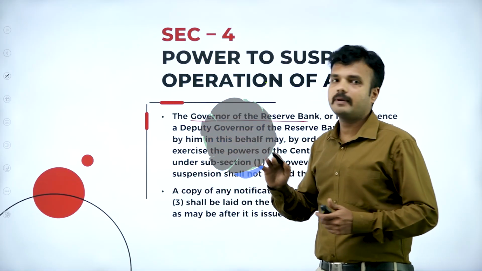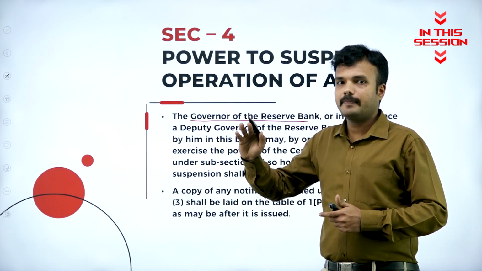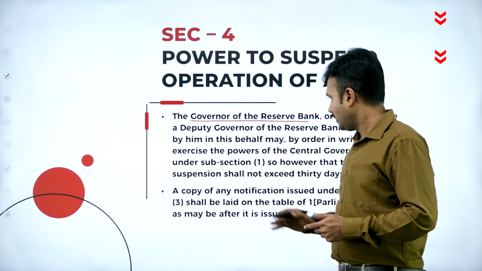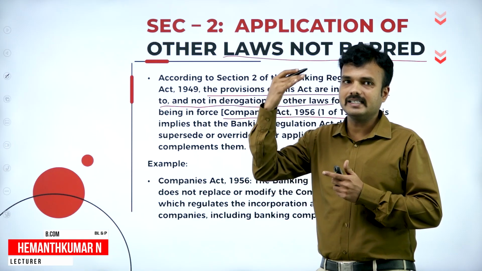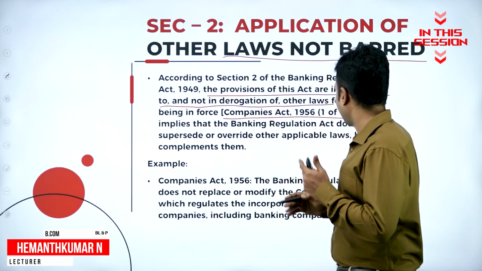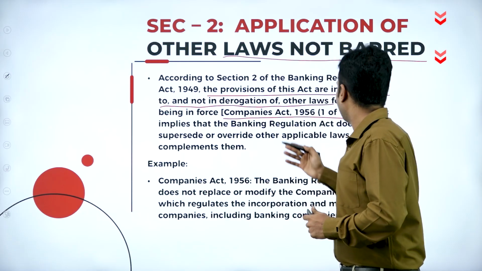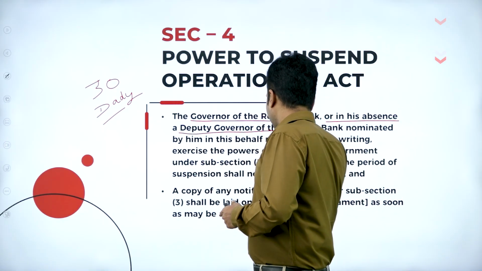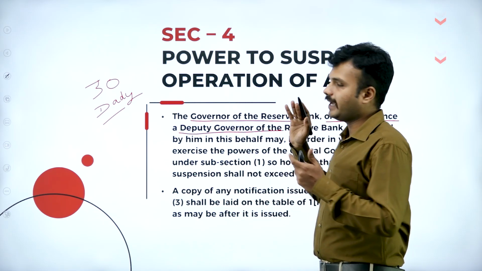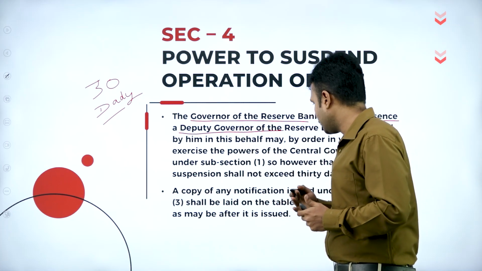The Governor of the Reserve Bank of India has complete authority to suspend operations for up to 30 days. For the time being, it has adopted certain clauses under the Companies Act 1956. Other than the Companies Act 1956, it won't follow any other laws. In an emergency situation, the Deputy Governor, who is nominated by the central government, has the complete right to suspend the duties.